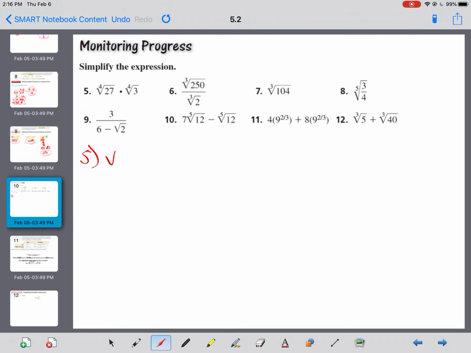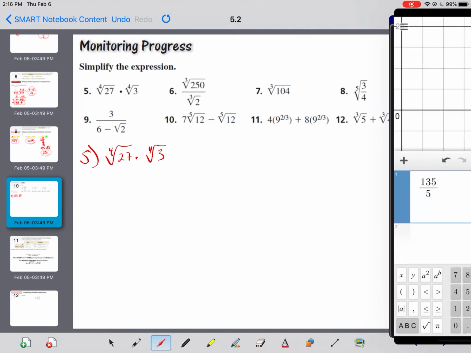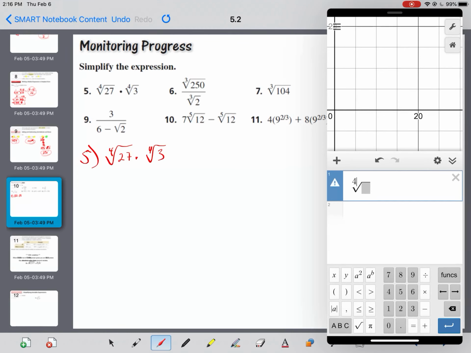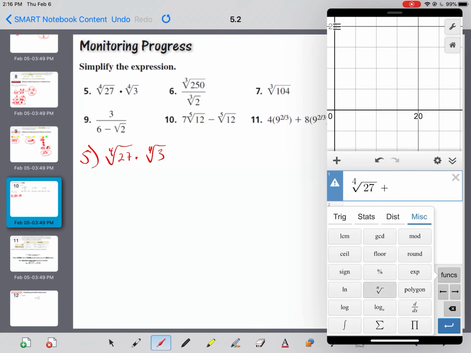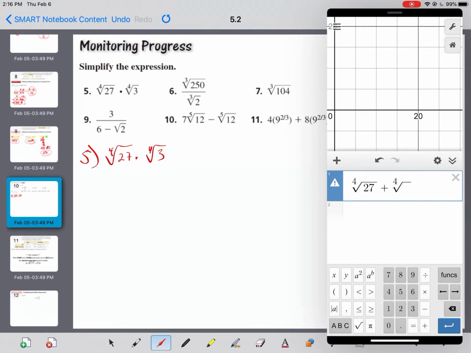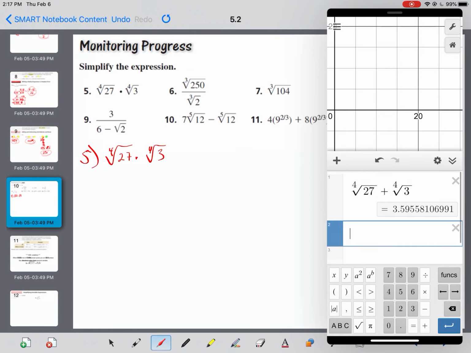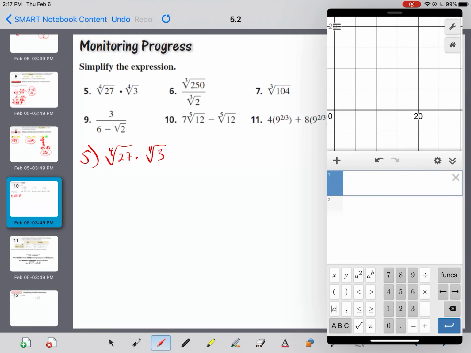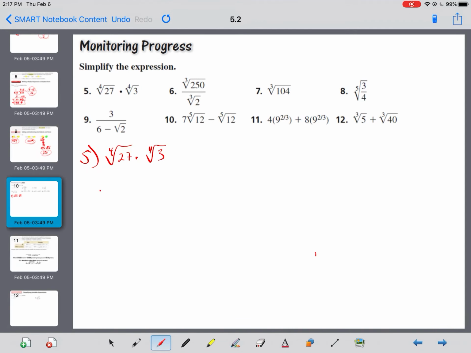Let's look at number 5. The fourth root of 27 times the fourth root of 3. And just to show you, we can, in Desmos, do the fourth root of 27 times the fourth root of 3, but we get a near rational number. It's not simplified like that, so you've got to do the work. So we're going to do the fourth root of 27 times 3.